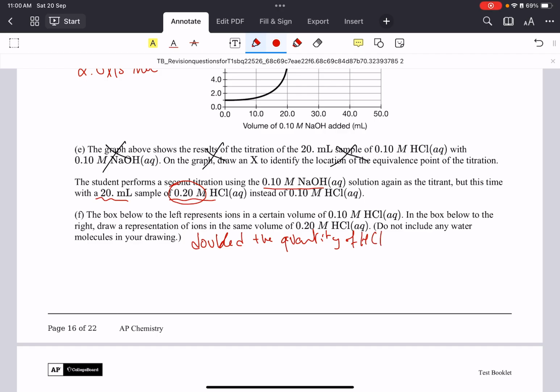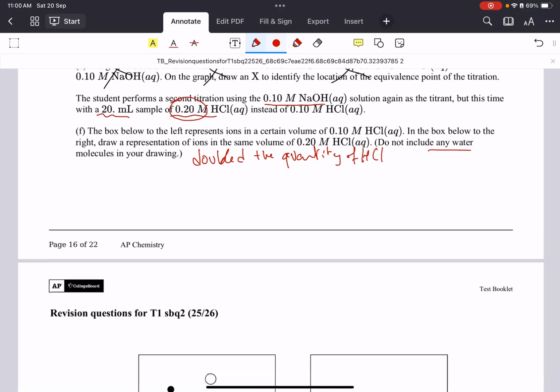The box below to the left represents ions in a certain volume of a 0.10 molar HCl. In the box below to the right, draw a representation of ions of the same volume of 0.20 molar HCl. So since we doubled the quantity, you're just going to double the figure. Do not include any water.